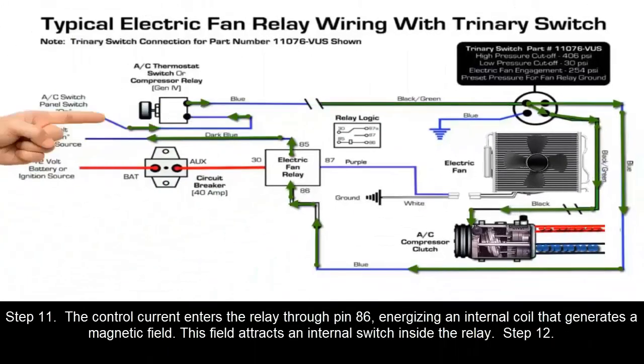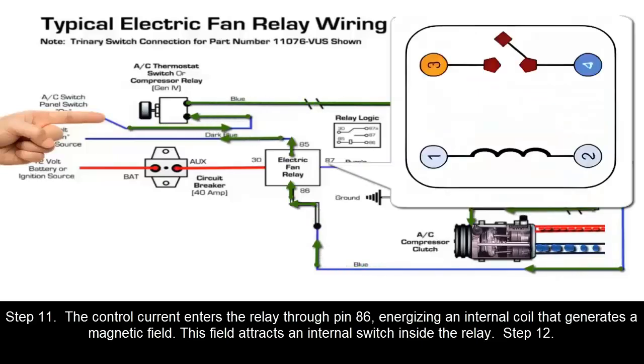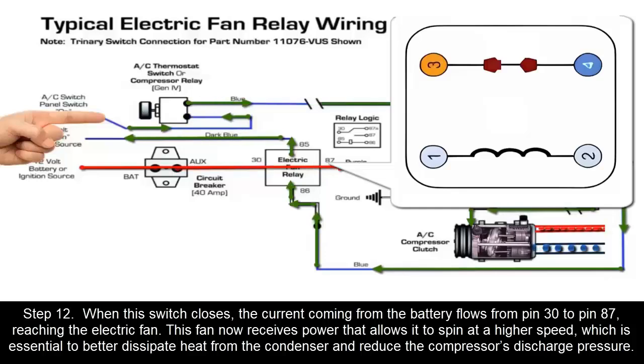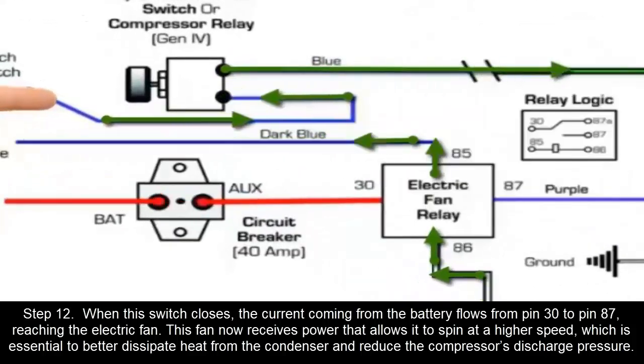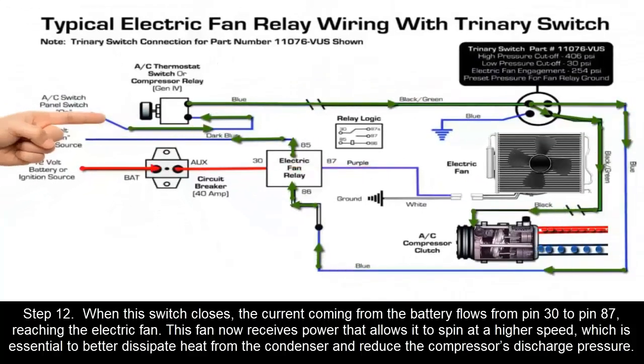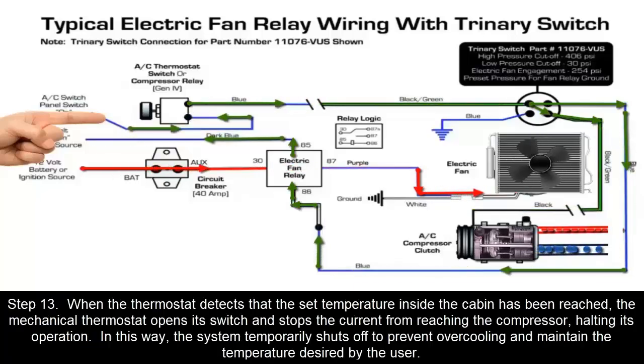Step 11. The control current enters the relay through pin 86, energizing an internal coil that generates a magnetic field. This field attracts an internal switch inside the relay. Step 12. When this switch closes, the current coming from the battery flows from pin 30 to pin 87, reaching the electric fan. This fan now receives power that allows it to spin at a higher speed, which is essential to better dissipate heat from the condenser and reduce the compressor's discharge pressure.